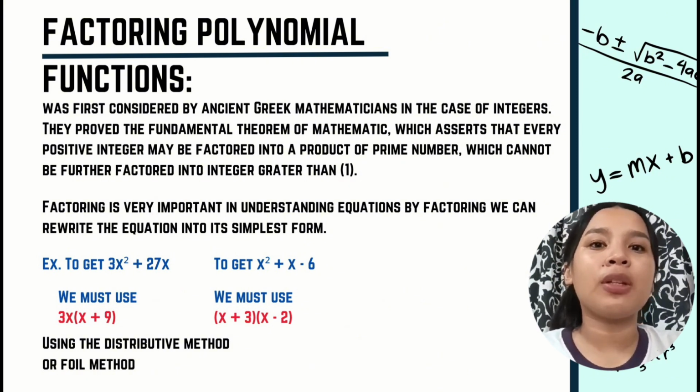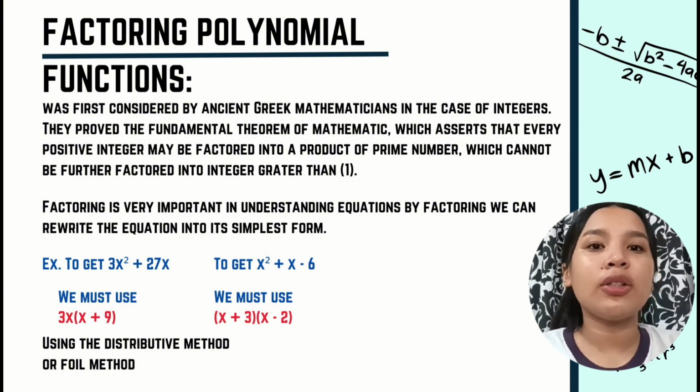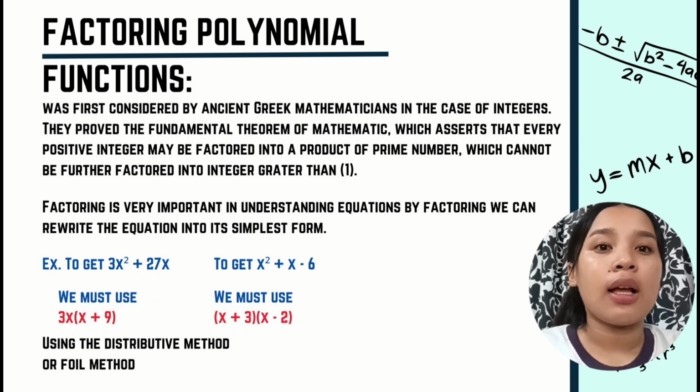Factoring polynomial functions was first considered by ancient Greek mathematicians in the case of integers. They proved the fundamental theorem of arithmetic, which asserts that every positive integer may be factored into the product of prime numbers, which cannot be further factored into integers greater than 1. Factoring is very important in understanding equations. By factoring, we can rewrite the equation into a simplified form, making it easier to solve and analyze.